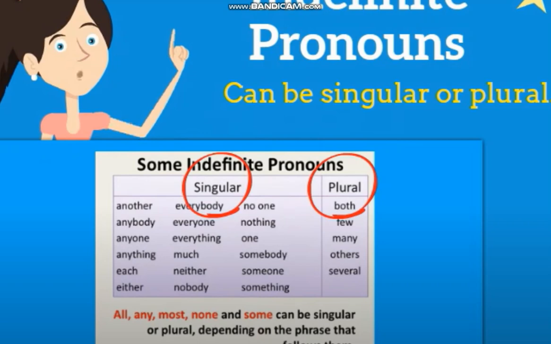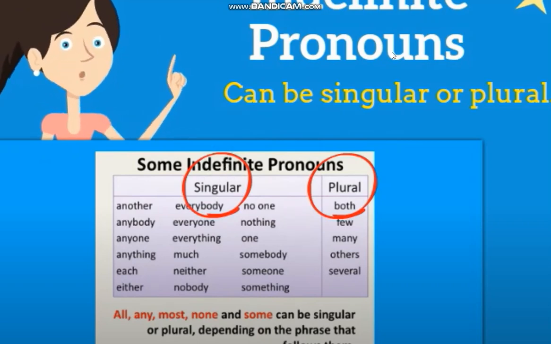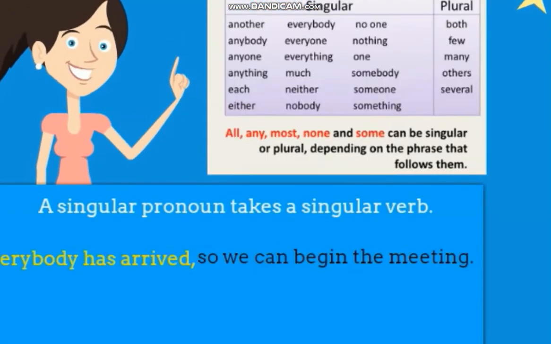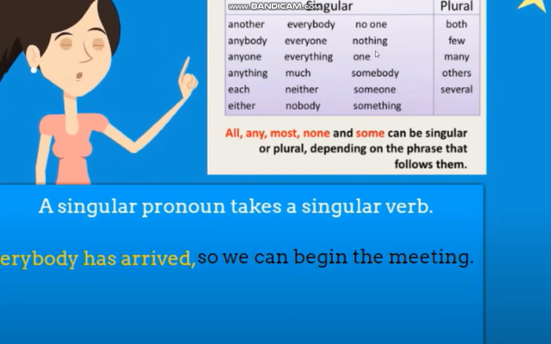So these words can be used in the place of singular as well as for plural depending on the phrase where they are used. So let's study it more clearly with examples. The singular indefinite pronoun often ends in one or thing, and plurals don't. A singular pronoun takes a singular verb. For example, everybody has arrived, so we can begin the meeting.